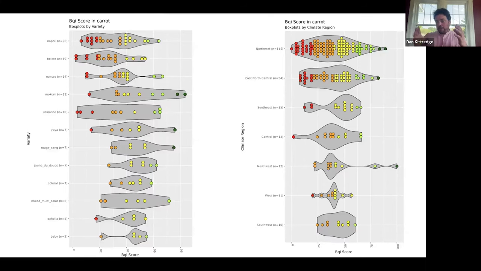It doesn't seem like being in the Northeast means you're doing a bad job or a good job. It just seems to show that some people are doing a good job and most people aren't doing that good of a job. East North Central, similar. Some people in the bottom 20th percentile, some people in the top 20%. Southeast, again, significant range. Central, significant range. Northwest, significant range. Wherever we look, different climate zones, different soil types, it looks like some people are doing a good job and some people are not. But there doesn't seem to be any connection between soil type or climate zone and nutrient levels.